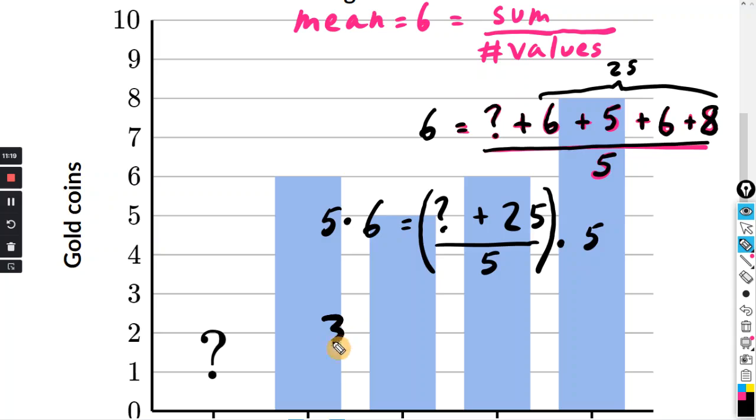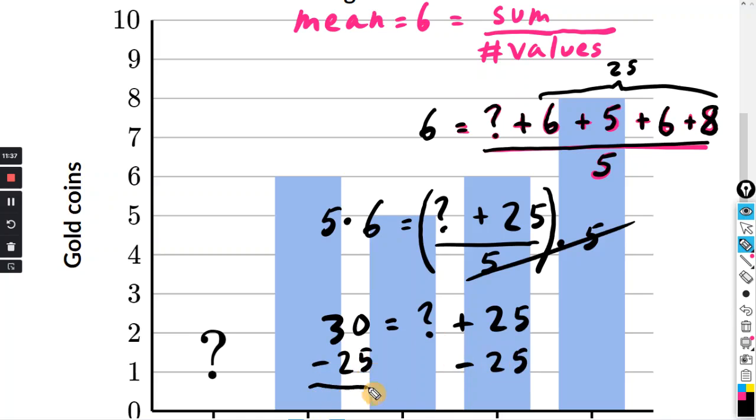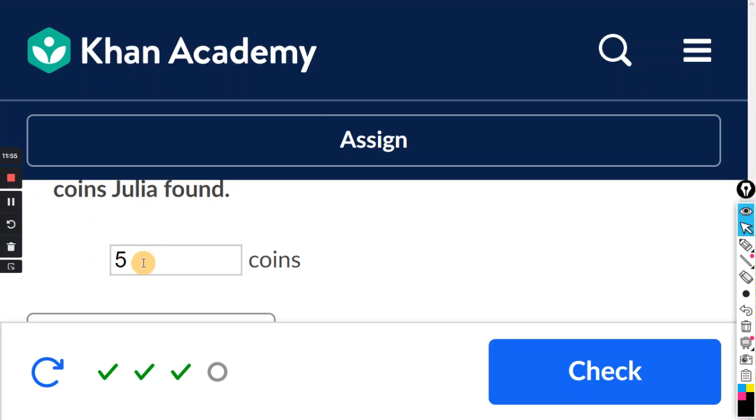5 times 6 is 30. On the right, 5 over 5 cancels, and we're left with question mark plus 25. Solving for question mark, the opposite of plus 25 is minus 25. 30 minus 25 is 5, and that equals the question mark. 25 minus 25 is gone. So question mark equals 5. So you just enter that in the box.